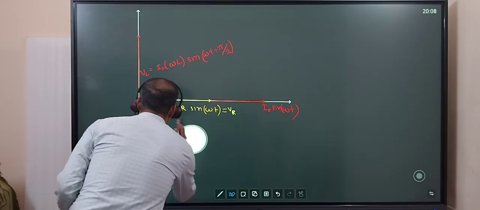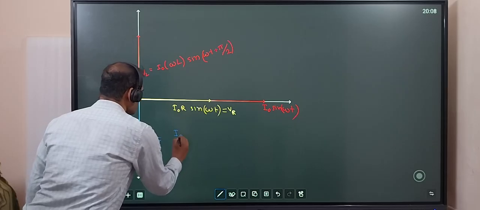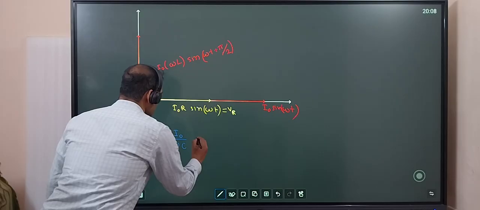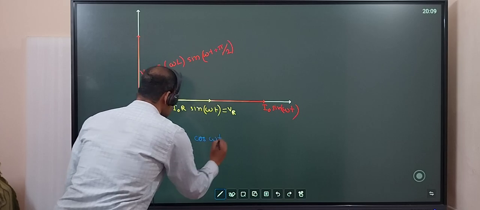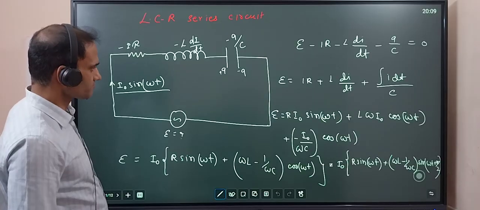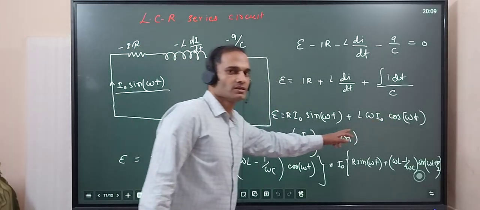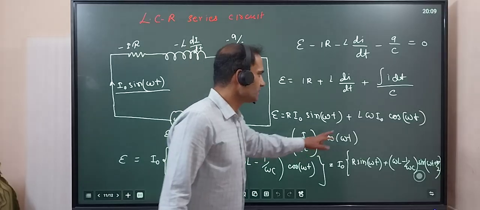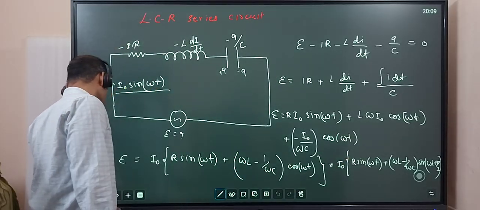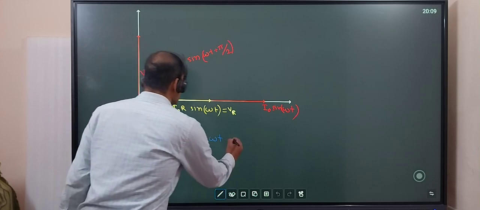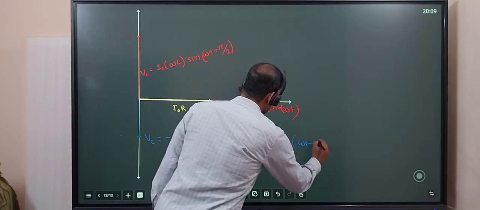Okay, I will try to explain what we did. VC value was I naught by omega C cos omega t with a minus sign. Okay, you can see here we got cos omega t but with a minus sign, just opposite of this thing. It means that voltage across the capacitance and inductance are opposite, 180 degree apart. And the same thing I wrote this way, I naught by omega C, we can write this way also, sine omega t minus pi by 2.